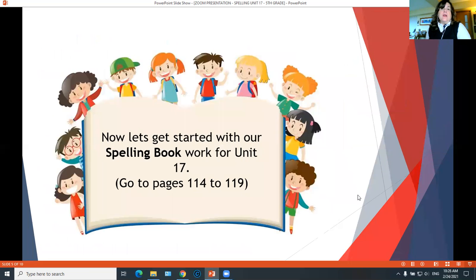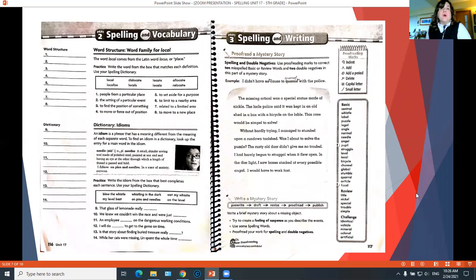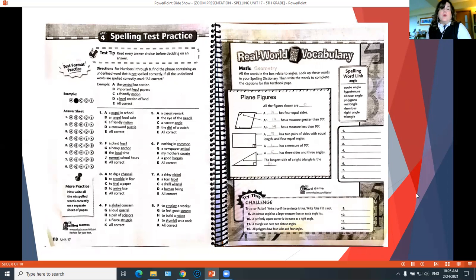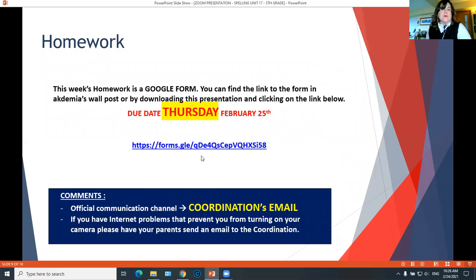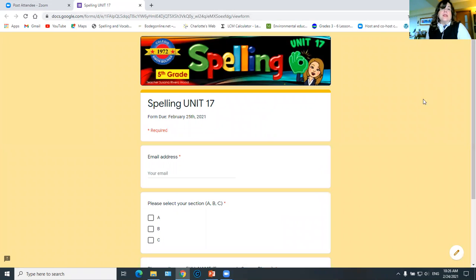Okay, so now you will have to work on your book from unit 17. This is from pages 114 to 119. Here we have the pages, okay? We have the different sections as usual. Please complete them before going into our homework. Our weekly homework is a Google form that's due Thursday. And the Google form, you can access it through this link. This link is on Academia's wall, and also here in this presentation, you can click on it, and you will get to our weekly homework for unit 17, all right?